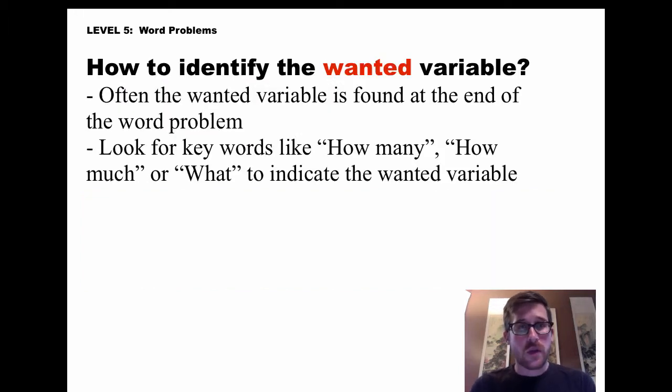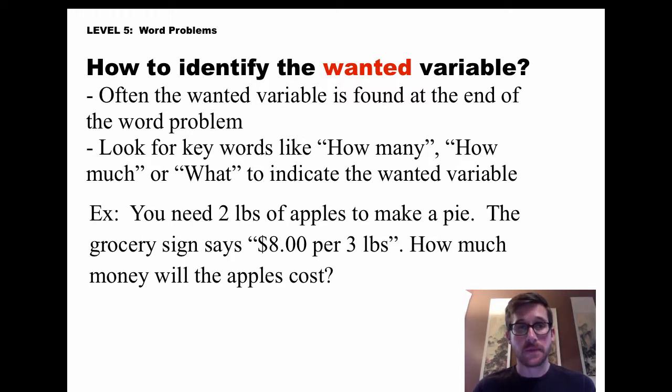So how do we identify what's the wanted variable? Whenever we read a word problem, it's often going to be the final line, the final sentence, or part of the question that really tells you what you're looking for. So look there first to figure out what you're looking for. So often the wanted variable is found at the end of the word problem. And then look for keywords. So something that says how many, how much, or what. Those are keywords that tell you what the problem's asking for you to find. So here's an example.